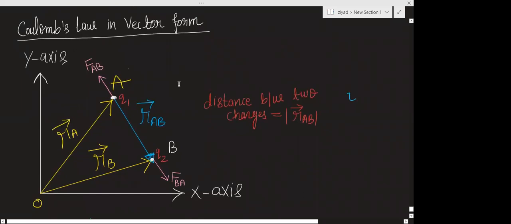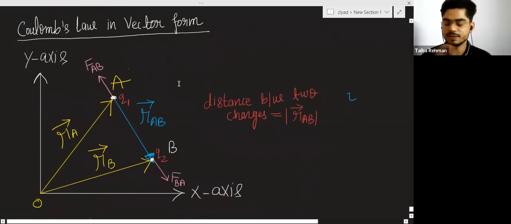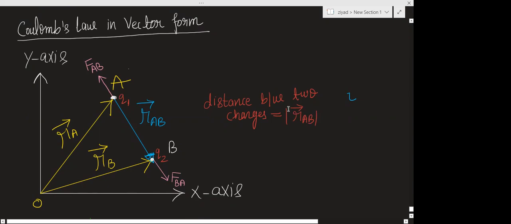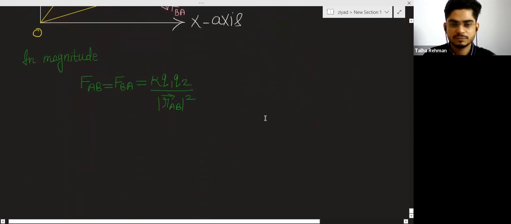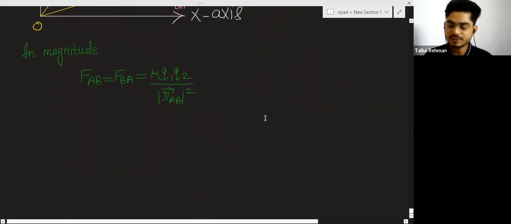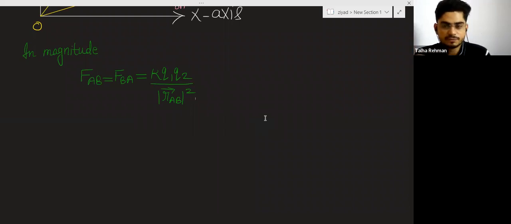I have done nothing special. Earlier the distance I had taken as R, now the distance is again R, but now I have just written it in some different form, in the modulus form. The concept will always remain the same. Coulomb's law will always remain the same, but we have to convert it into the vector form.